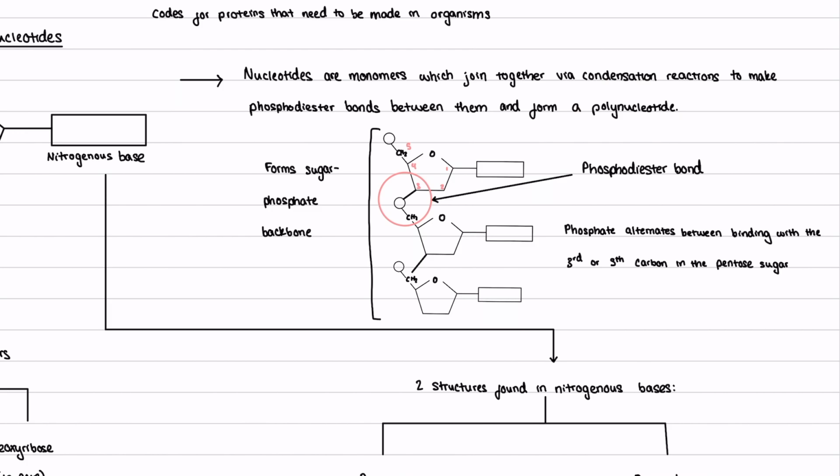In previous videos, we have spoken about condensation reactions to make phosphodiester bonds between nucleotides to form the polynucleotides. A phosphodiester bond forms between the pentose sugar and the phosphate group via a condensation reaction. The bonding alternates between the binding with either the third or fifth carbon on the pentose sugar. This eventually forms the sugar-phosphate backbone of RNA and DNA.